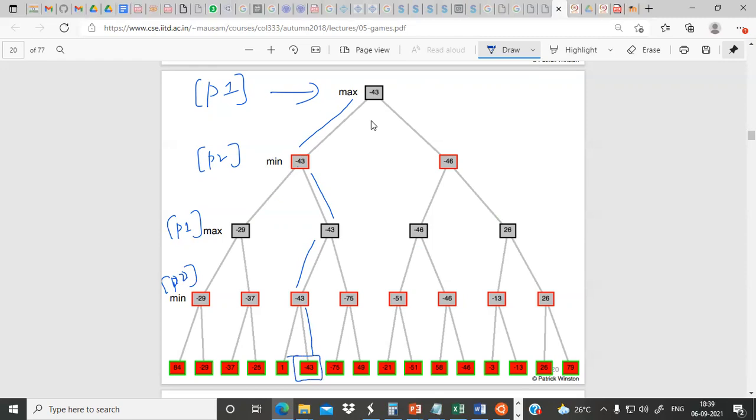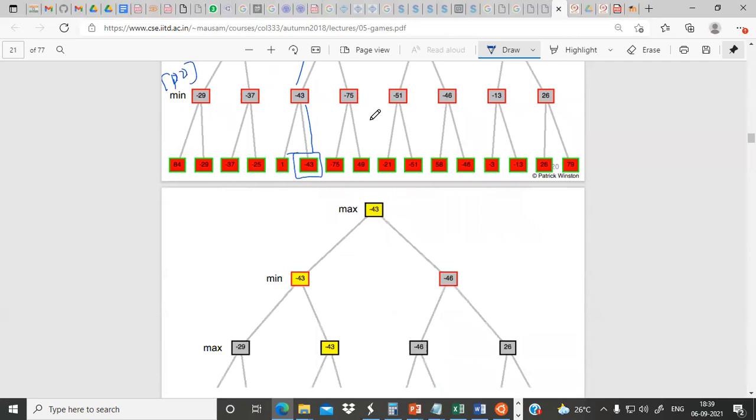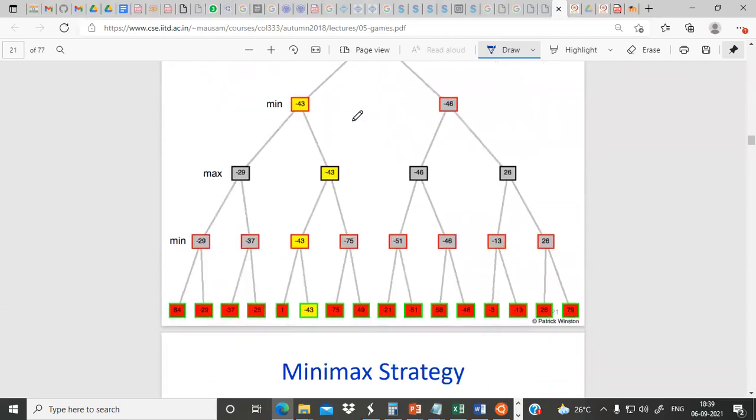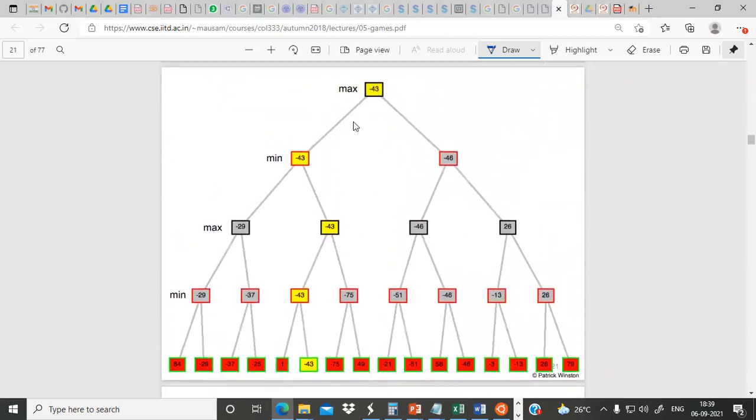Are you getting it? Because there is an opponent who is always trying to minimize our performance. So this is how minimax works. Minimax resembles a depth first search, but it is aware of an opponent, and according to the opponent's strategy, it makes the move. So this is the optimal move it can perform, right?